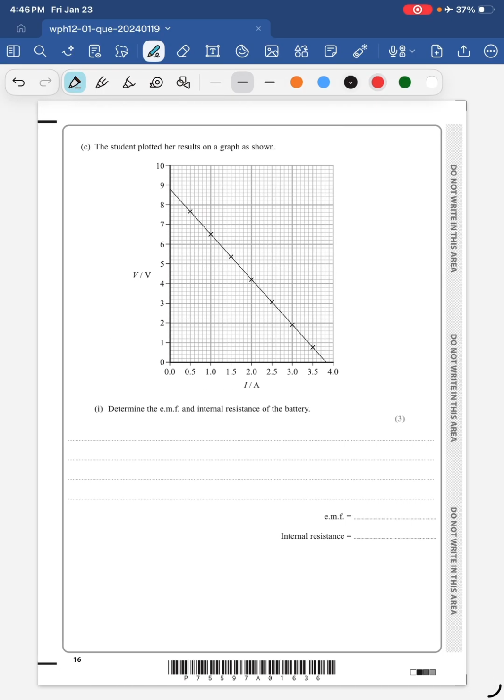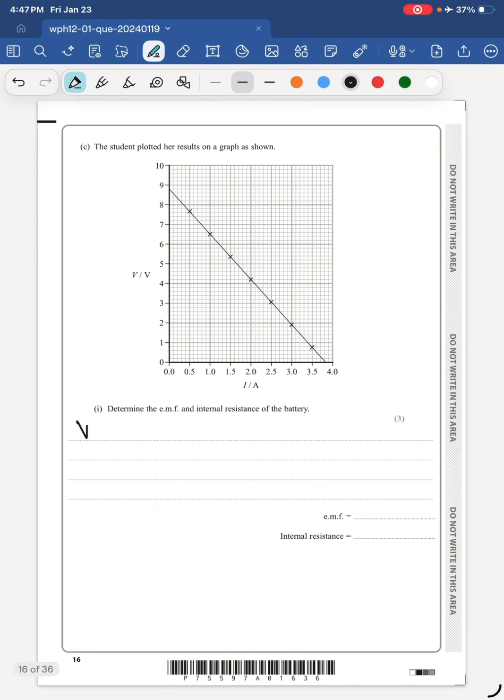Part C now, and part 1. The student plotted her results on a graph as shown. Determine the EMF and internal resistance of the battery. So the voltage that we actually measure is equal to the EMF minus the voltage drop across the internal resistance, and r, lowercase r, is the internal resistance.